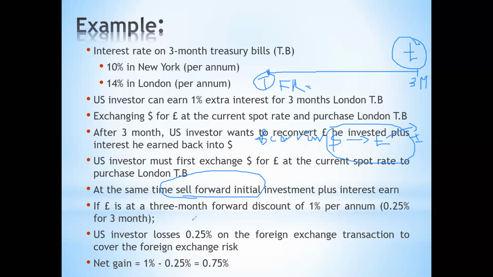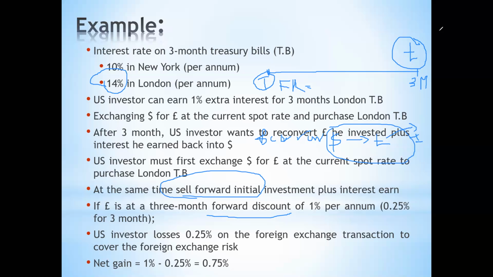So since the London or UK interest rate is higher than the US interest rate, normally the UK pound is at forward discount. Why? Because the UK interest rate is higher than the USA interest rate. Therefore, the UK pound needs to be set at forward discount in terms of US dollar. That's what we discussed in our previous slide, right?